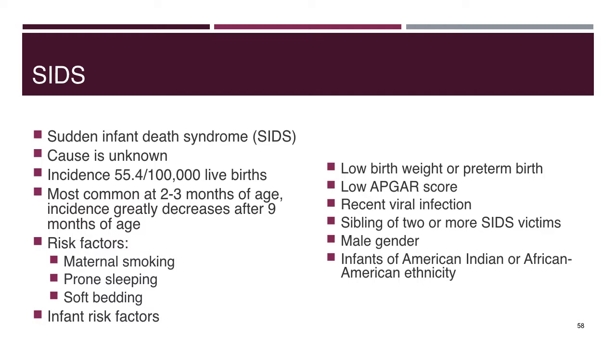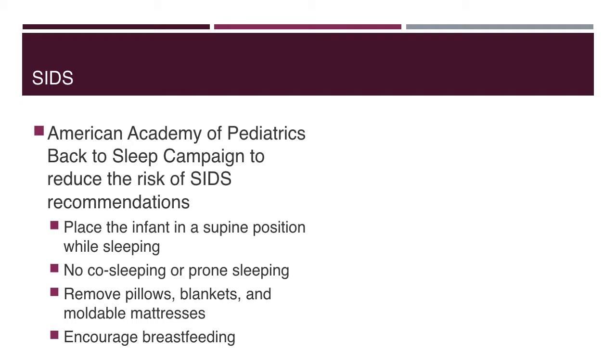The infant risk factors include low birth weight or a preterm birth, low APGAR scores, recent viral infections, a sibling of 2 or more SIDS victims. In other words, if your older sibling died of SIDS, your risk factor of having SIDS is greatly increased. Tends to be more males than females, and also more American Indians, Native Indians, and African American ethnicities are more at risk for SIDS.